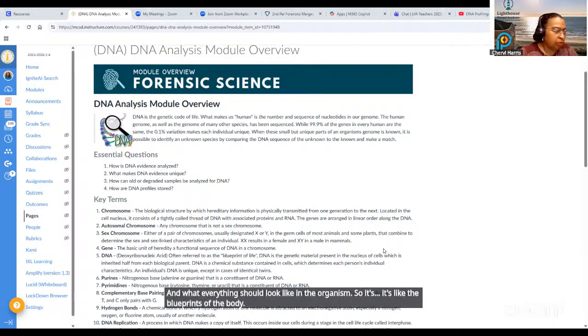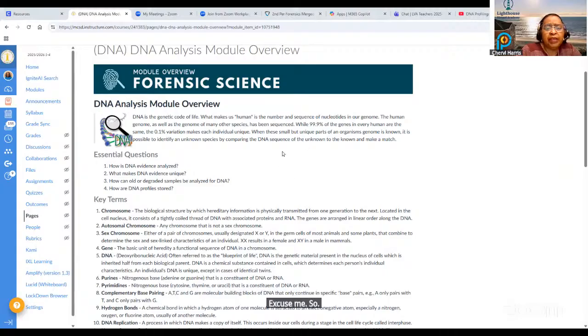So it's like the blueprints of the body. If somebody wants to see how a building is made, they pull up the blueprints and look at how it was constructed. DNA is like that for you. So from DNA, they can use it to analyze exactly who the person might be related to.